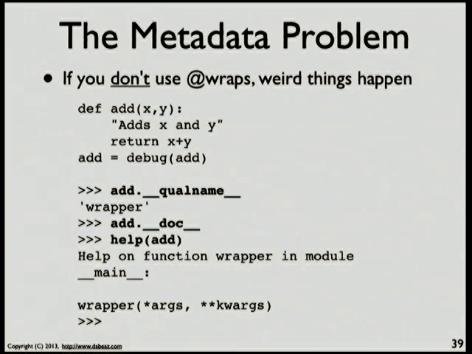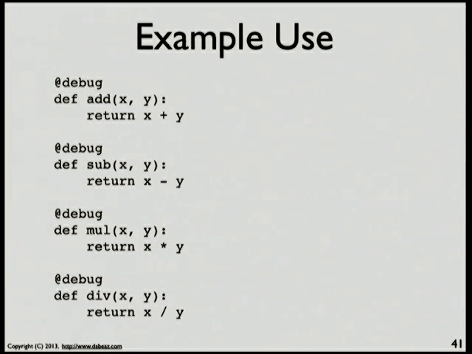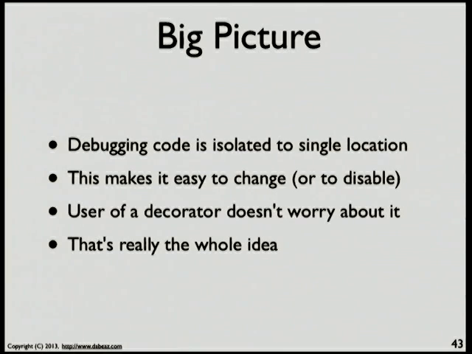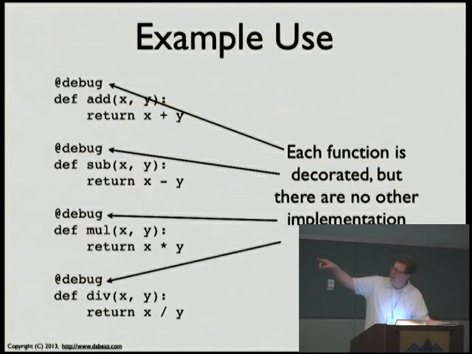Now, I mentioned if you don't use that wraps thing, weird things happen, so generally you want to use that. And then, okay, the slides go through this demo that I just did. Big picture: one feature about using a decorator is that you isolate the debugging code to a single location. This is one of the benefits of decoration: you can apply that decorator to a whole bunch of things, and you don't have to care about the implementation details of the decorator.